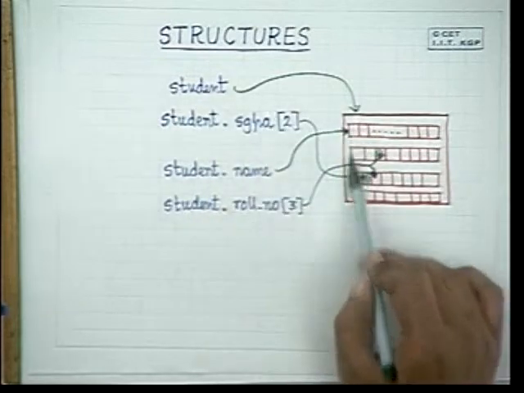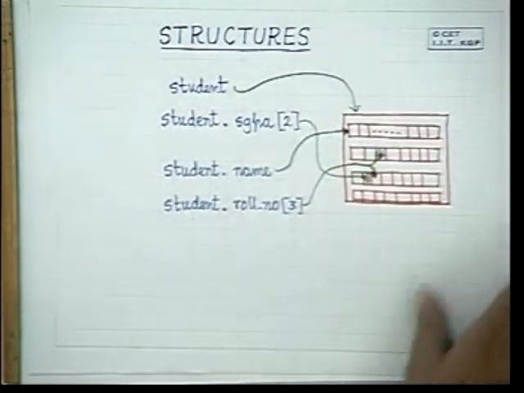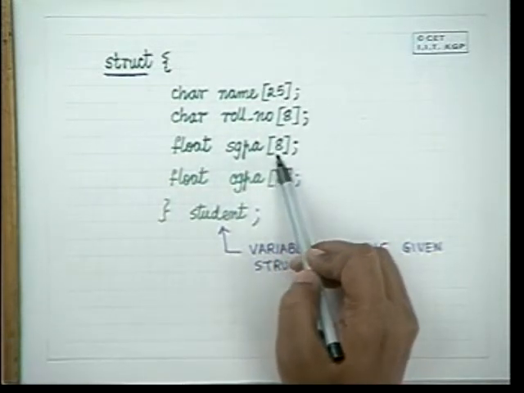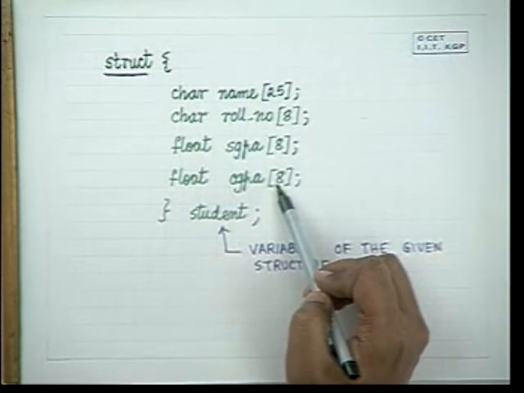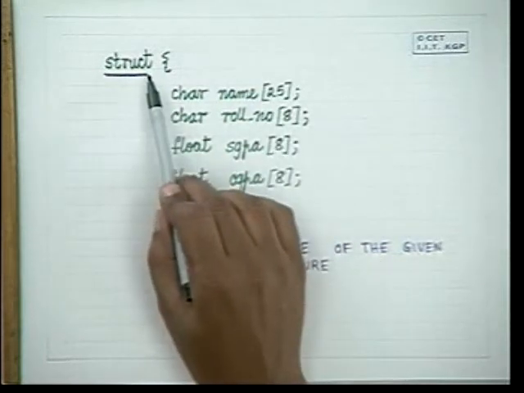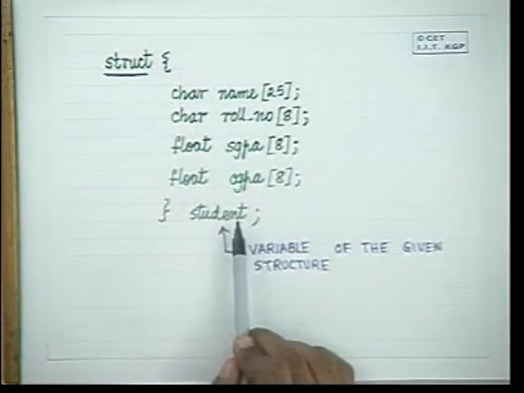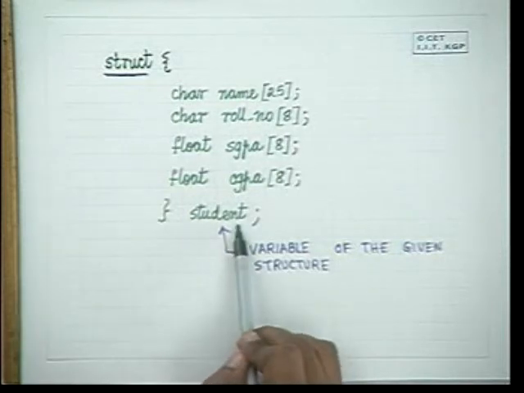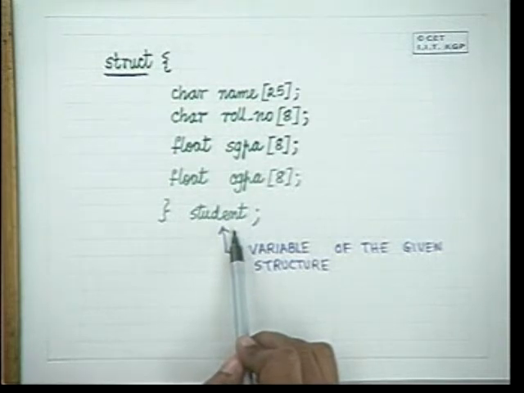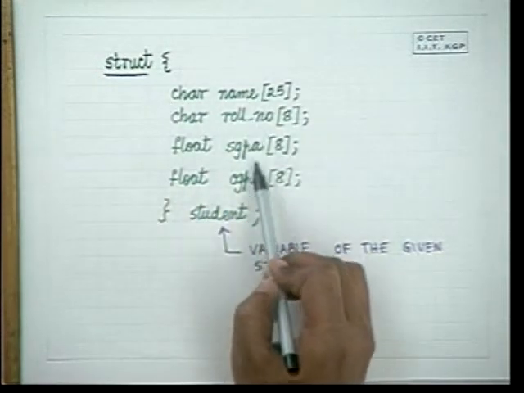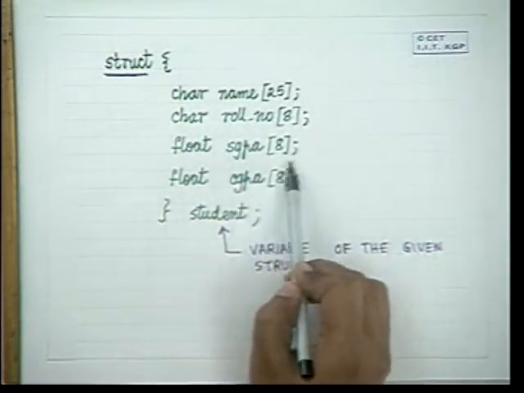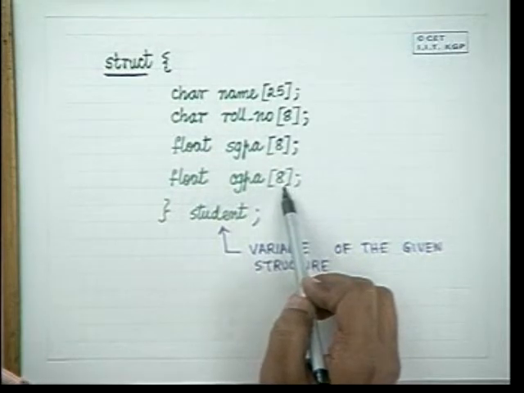So for a student, storage allocation will be done corresponding to the total size of this: 25 characters, 8 characters, 8 floating point and another 8 floating point. Alright, and that whole thing will be one block of data called student. The starting address of that will be the address of student, and then normally they are stored in consecutive order, one after another. So you will have this array followed by this, followed by this, followed by this. Alright.